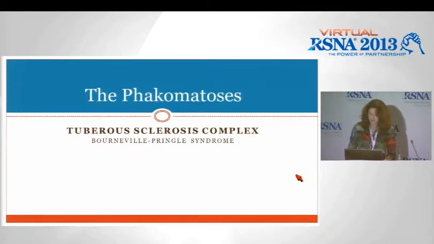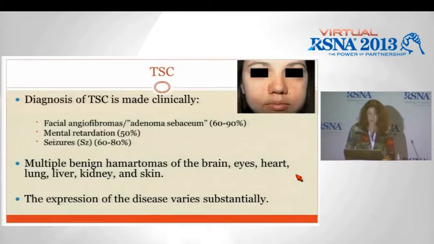Tuberous sclerosis complex is a disorder of multi-organ hamartomas and most commonly occurs spontaneously in about 60% of the cases, but it's also seen in an autosomal dominant form. It arises in 1 in 6,000 to 1 in 15,000 live births. The characteristic findings are facial angiofibromas, mental retardation, and seizures as the clinical triad. All three are present in approximately 1/3 of the cases.